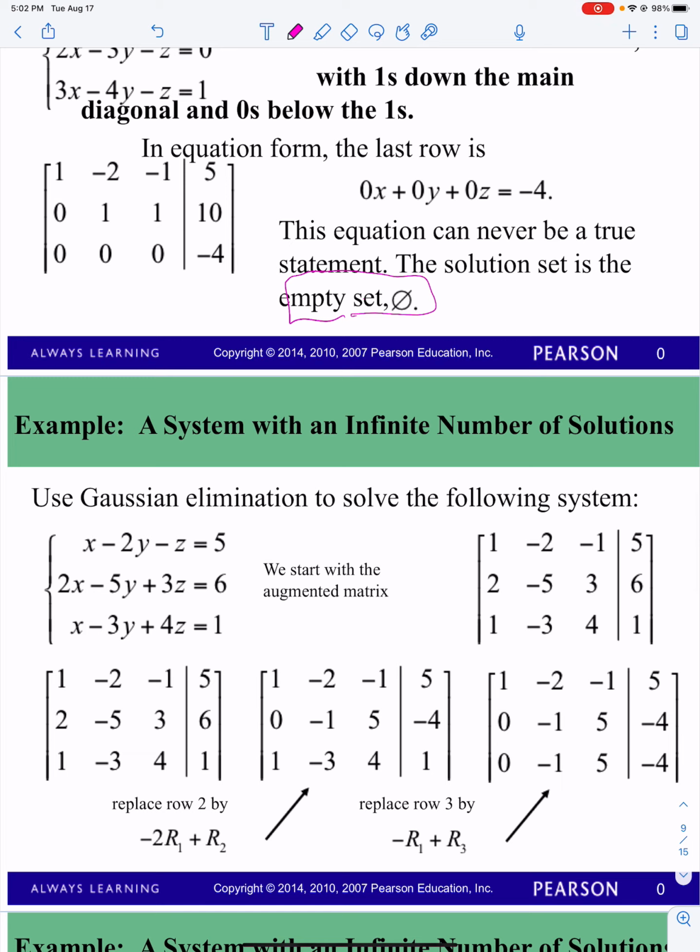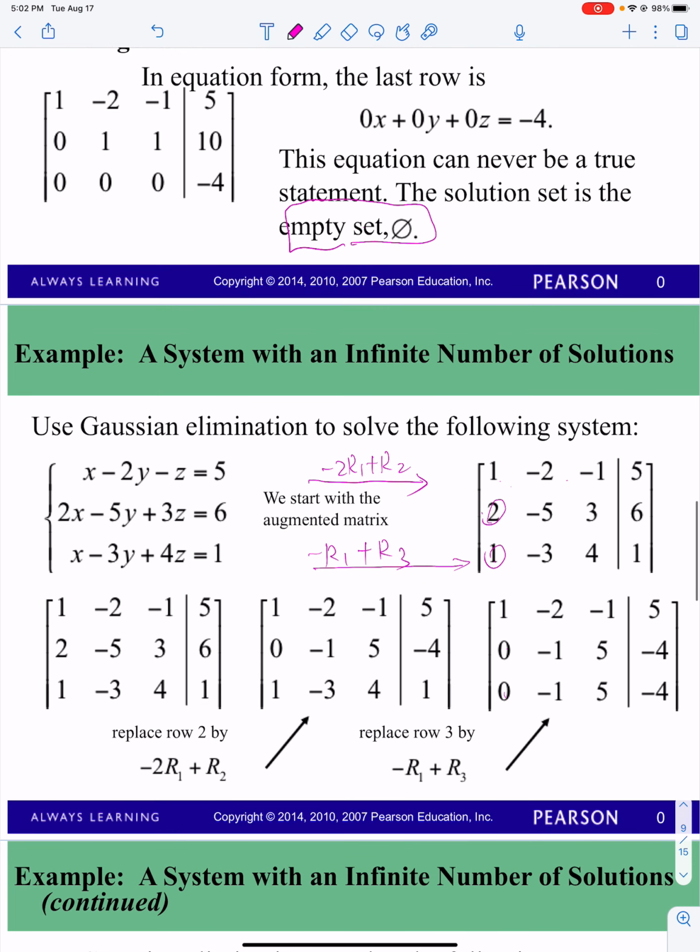Okay, the second one is a system with an infinite number of solutions. We have this one. Similarly, we will use -2 R1 plus R2 to make the second row's first entry go away, to make this 0. Then how could you make this one 0? Negative R1 plus R3. So you get these two to be 0.